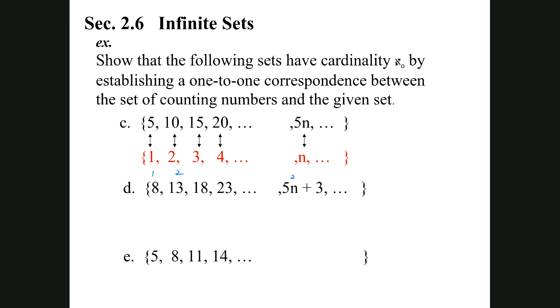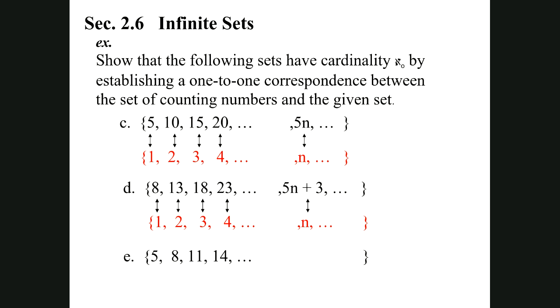Okay, so now that we know what every term is, to show that this set has cardinality aleph null, we establish a one-to-one correspondence between the set of counting numbers and the given set. So we just write down the set of counting numbers, create a one-to-one correspondence, and we're done. And notice these are the same sets as the previous problems. If you go back to problems A, B, and C, we're just asked a different question.